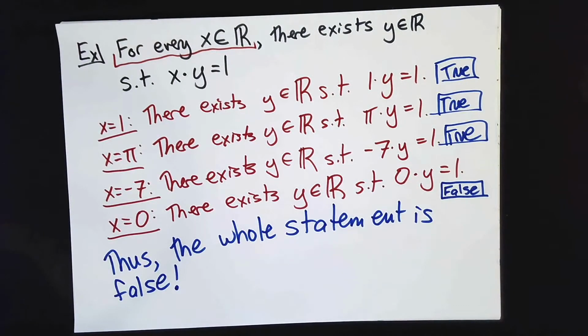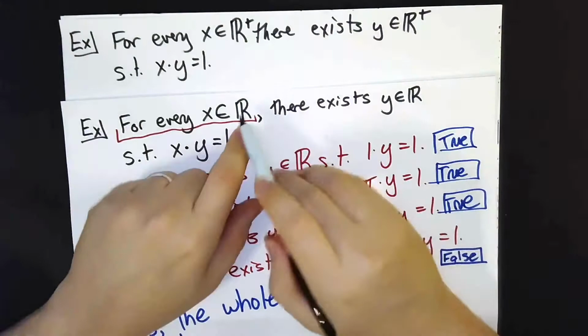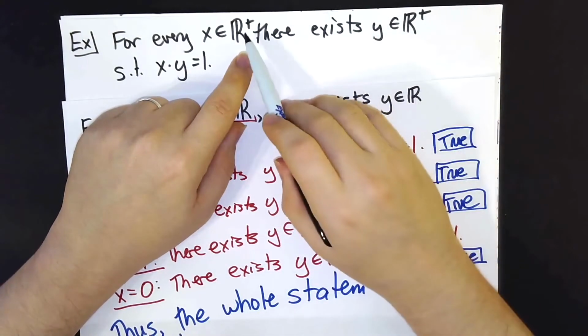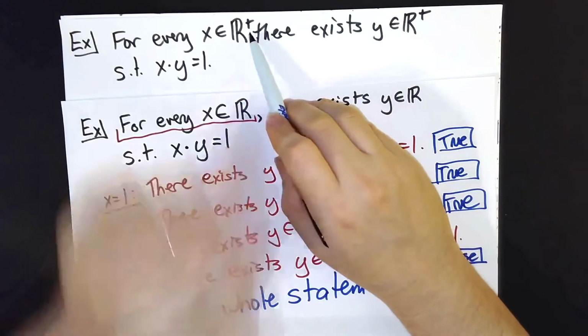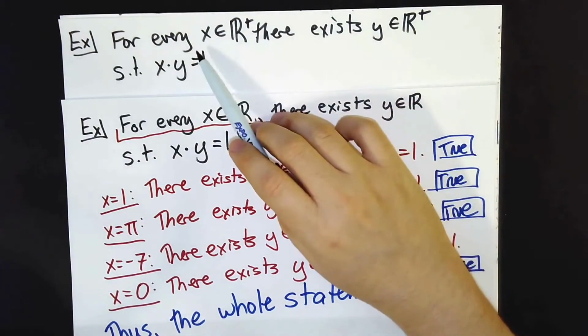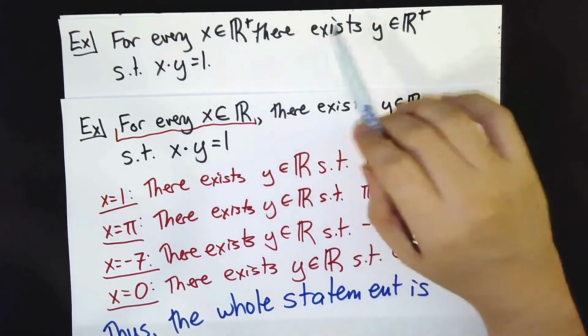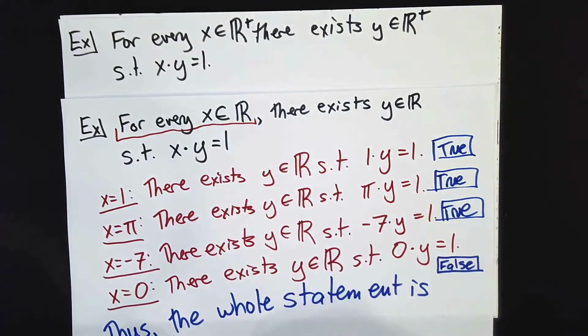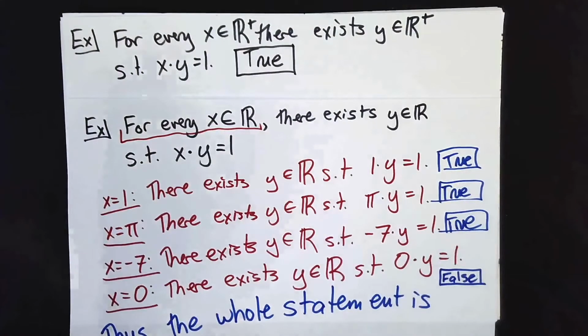We can actually fix up the previous example by replacing what had previously been the real numbers with the positive real numbers. In particular, we've now kicked out 0. So, in fact, it is true that for every positive real number, there's a positive real number that when you multiply them together, you get 1. So this statement is actually true.